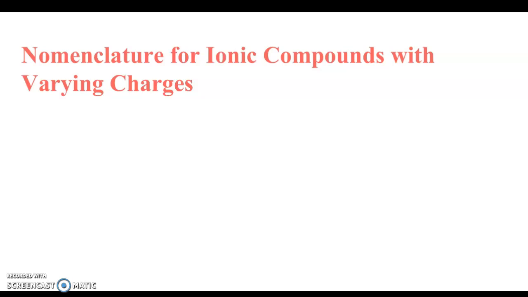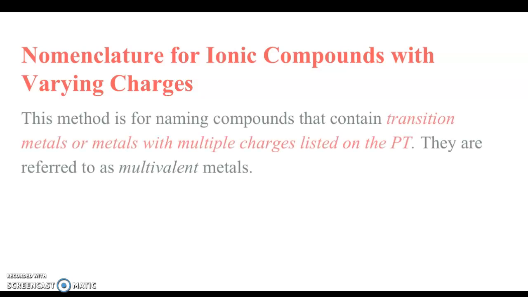Alright, so looking at your guided notes, you're going to have to fill in a little bit, but nomenclature for ionic compounds with varying charges. This method is for naming compounds that contain transition metals, so again, group 3 through 12, or metals that have multiple charges listed on the periodic table. They're referred to as multivalent metals, meaning they can form different charges of ion.